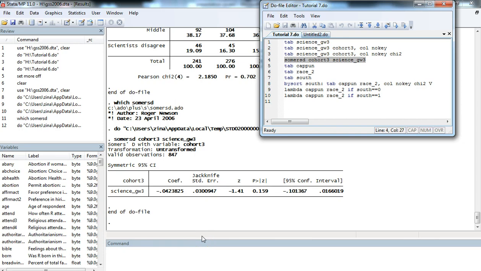Stata returns a Somers' D of -0.04. We need to concentrate on this negative sign. This is telling us that by knowing the generation of the respondents, our ability to predict individuals' global warming opinions will improve by 4%. So in conclusion, younger people are not more likely to perceive scientific consensus on the causes of global warming than older people.